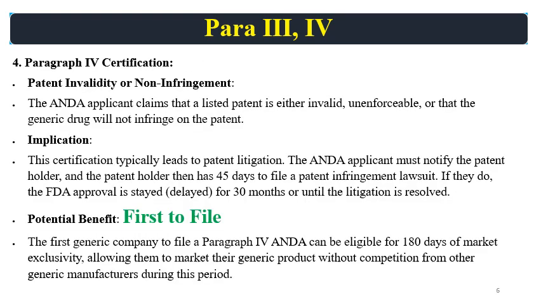Now coming to paragraph 4. Para 4 is tough to file as litigation will happen, because para 4 certification is generally a first to file type of application, and patents are there which are not expired, and also in para 4 certification the ANDA applicant is not going to wait till the patent expiry. So patent invalidity or non-infringement will be there.